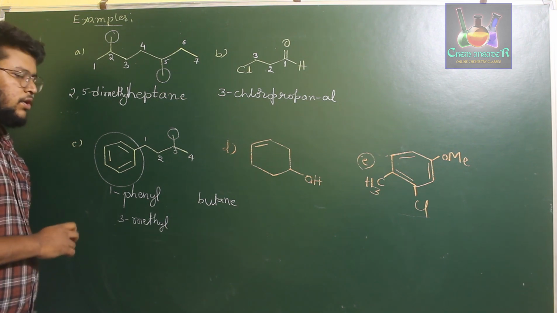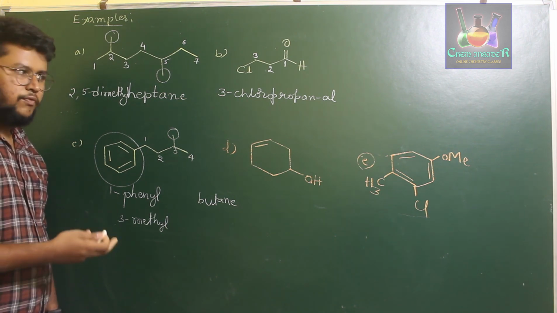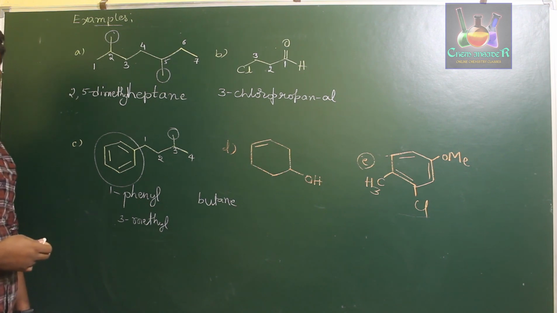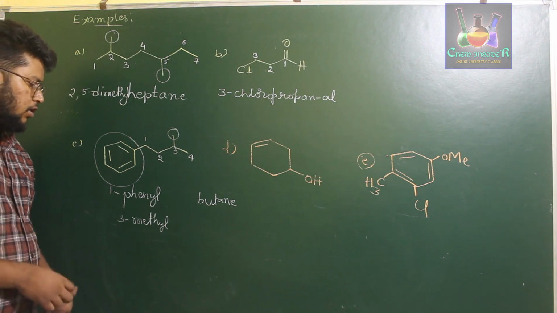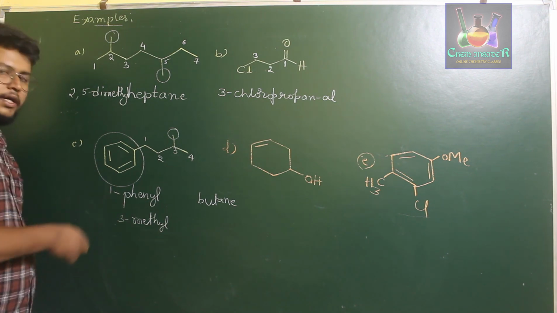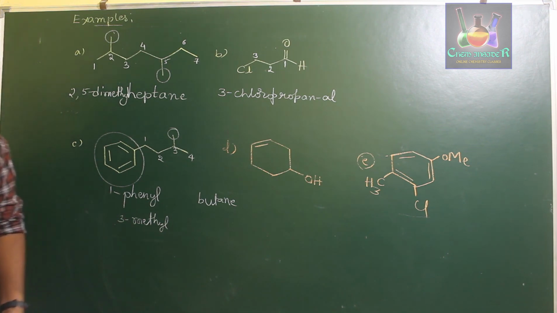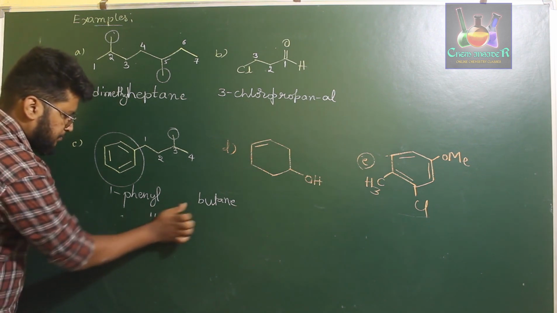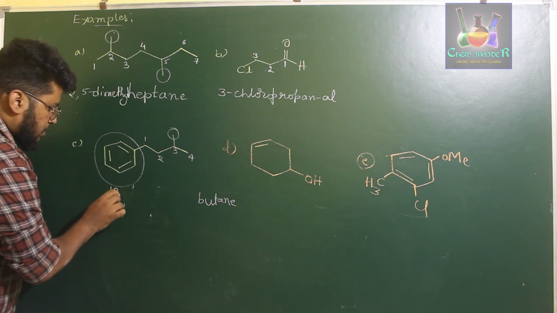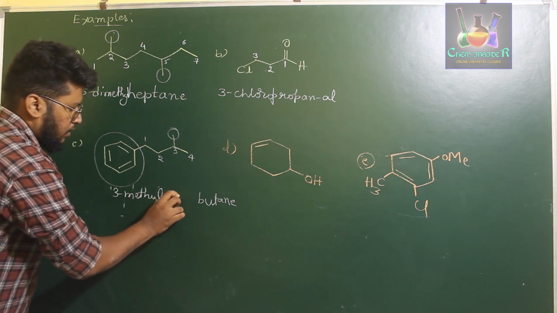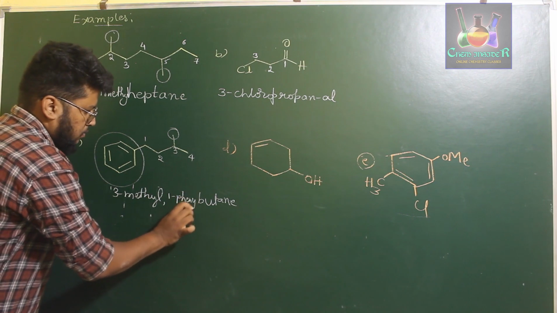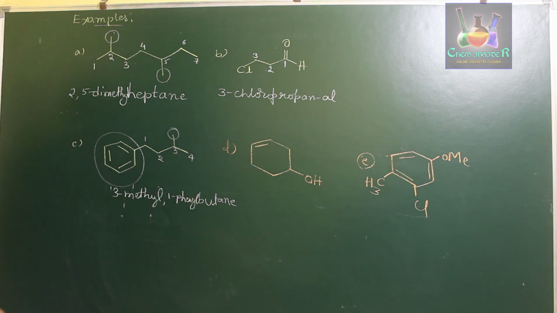Now, whenever you have two different functional groups or substitutions in a branched chain, we need to name them according to the alphabetical order. So out of phenyl and methyl, methyl comes first. Therefore, the name of this compound will be 3-methyl 1-phenyl butane. So this is the name of this particular compound.